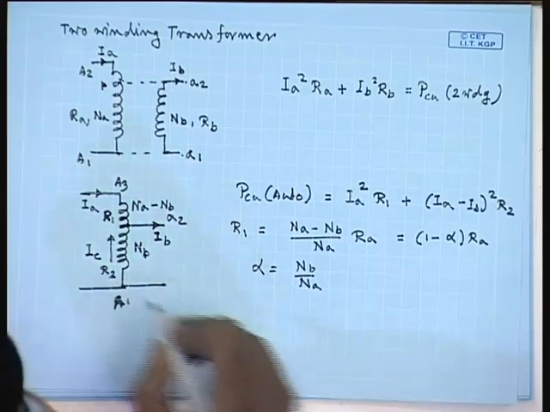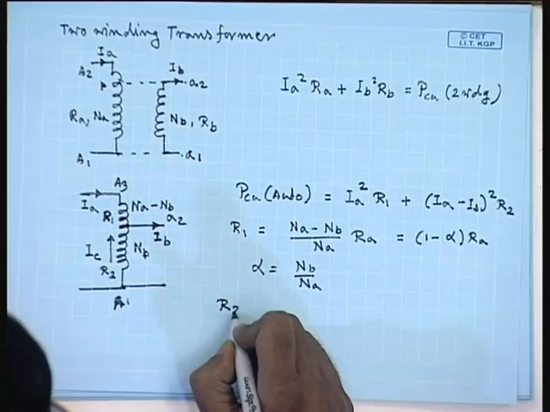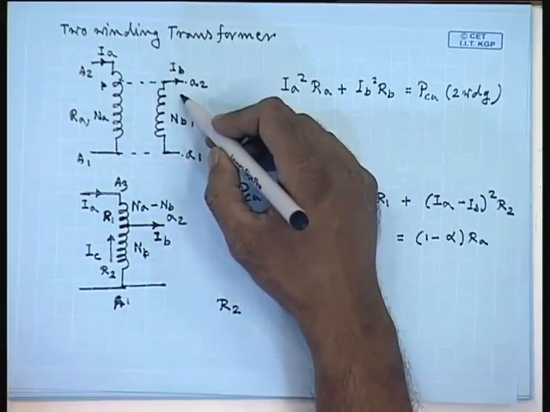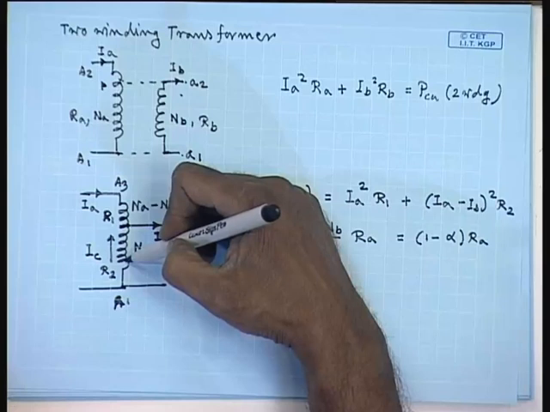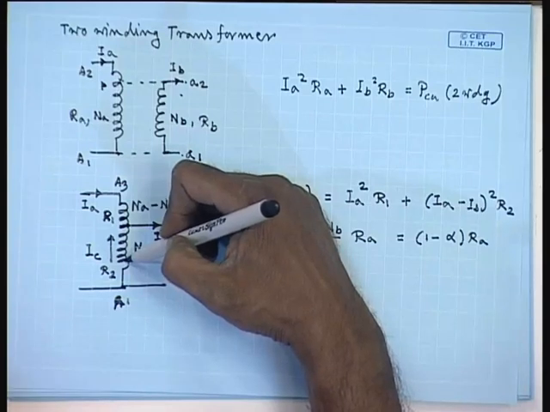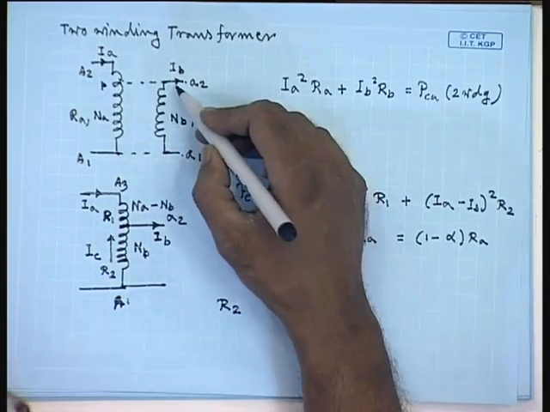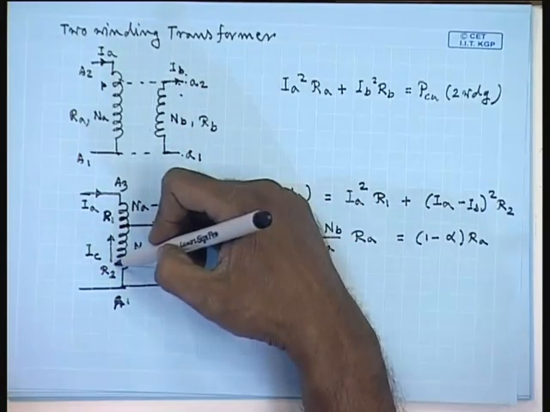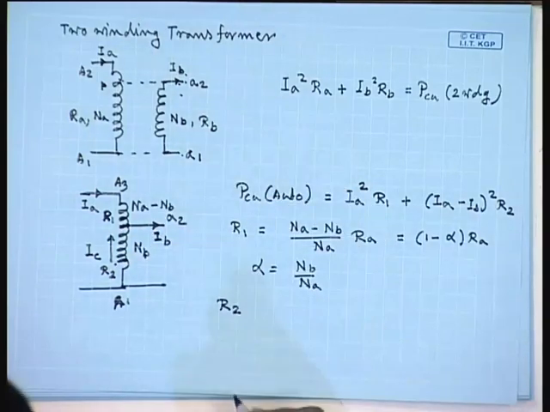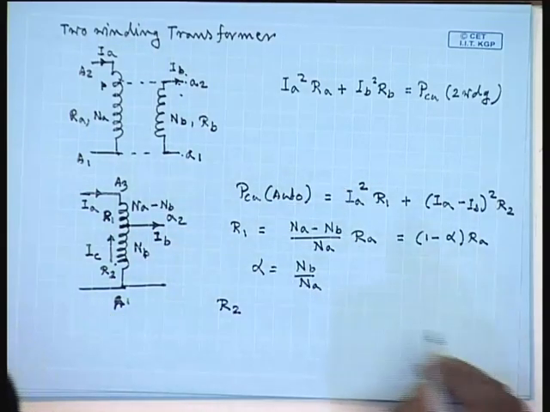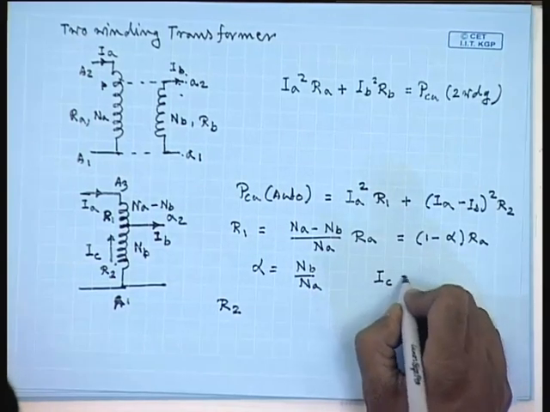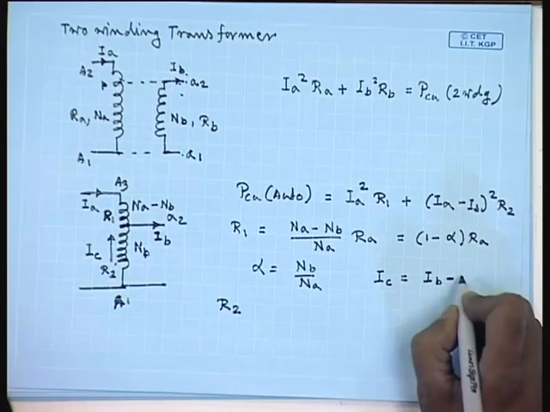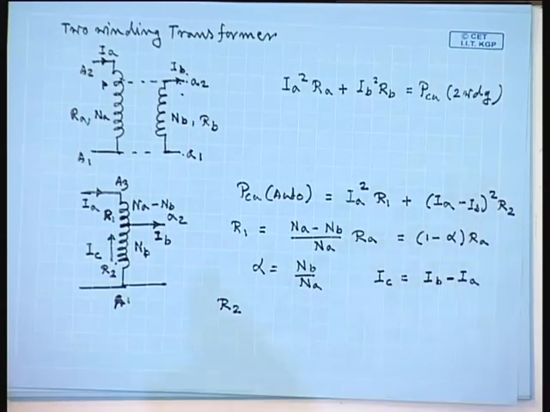To calculate the resistance R2, we note that the number of turns of the LV winding of the 2 winding transformer and the number of turns of the lower part of the auto transformer are the same. However, while the current in the LV winding is IB, the current in the lower part of the auto transformer is IC, where IC equals IB minus IA.